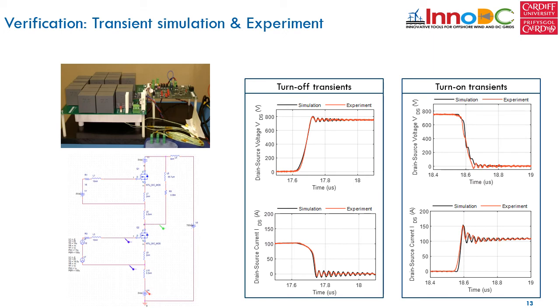Finally, dynamic characteristics are compared by conducting double pulse test. The double pulse tester is built in the lab, and the simulation circuit is built in PSpice. It can be seen that the simulated turn-on and turn-off waveforms can match the experimental results.